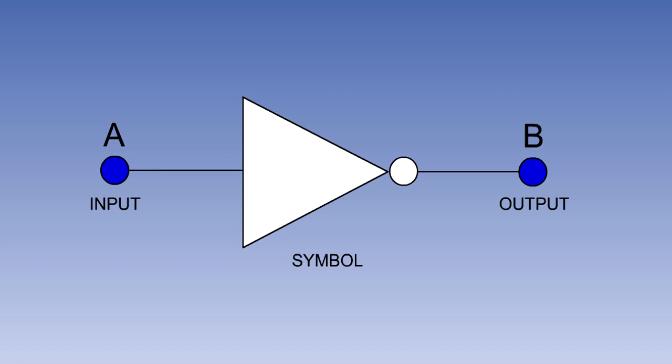The invert gate, sometimes known as the NOT gate, is represented by this symbol. This gate contains only one input and one output, and is used to reverse the condition of the input signal. It is most often used in conjunction with other gates.